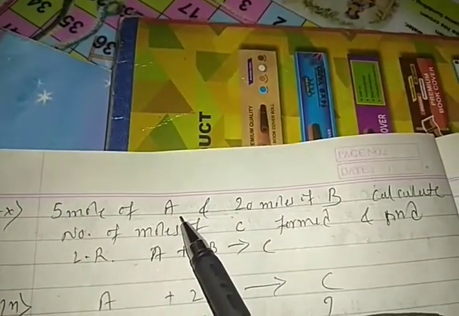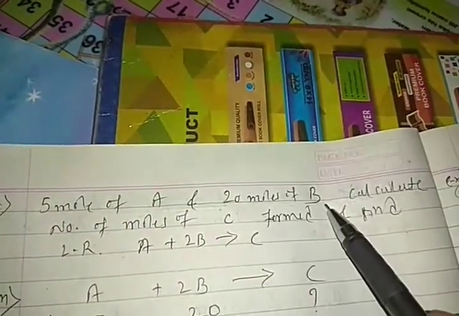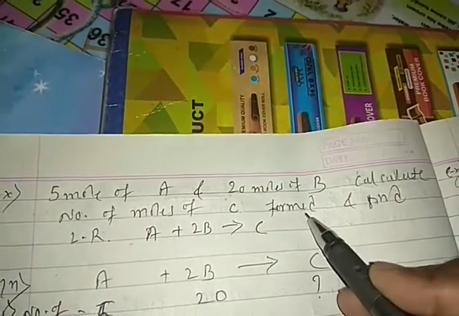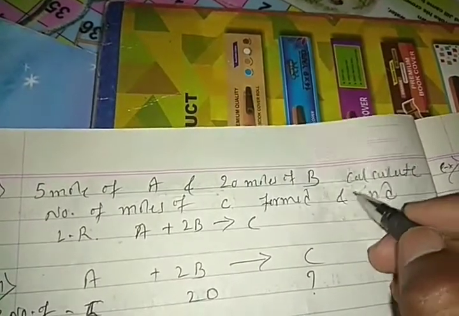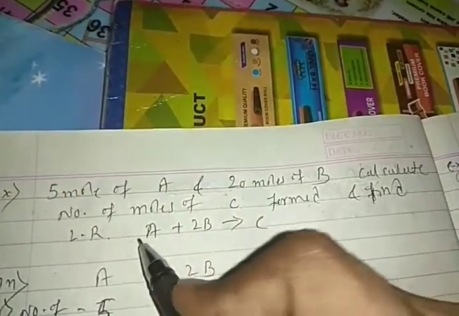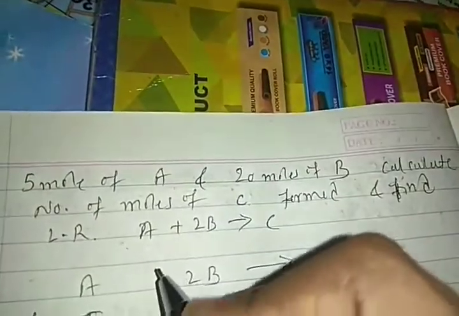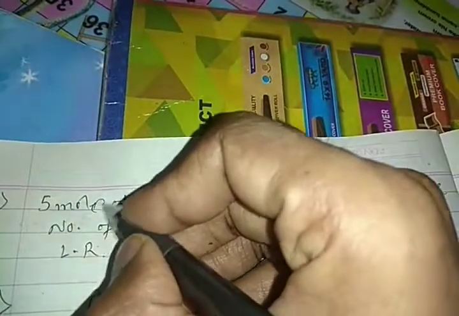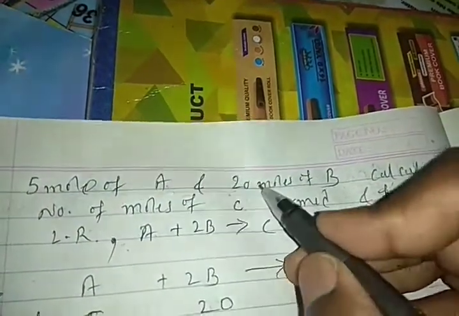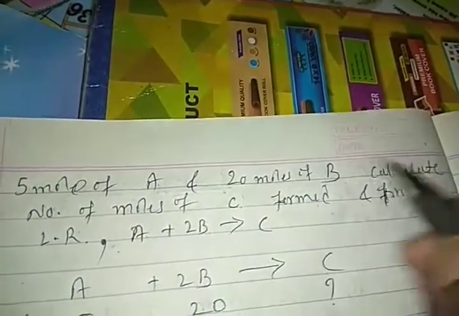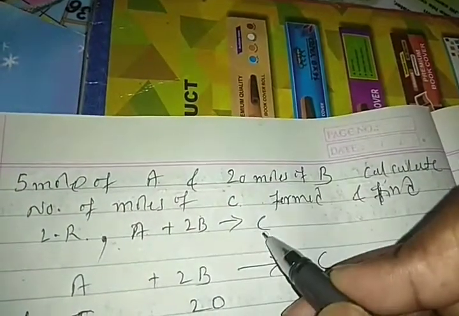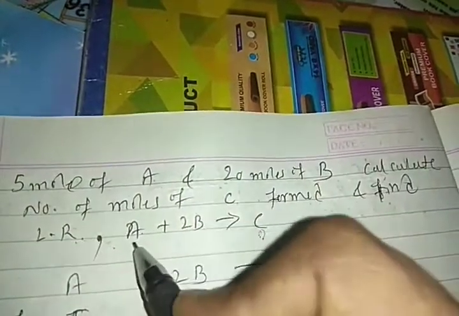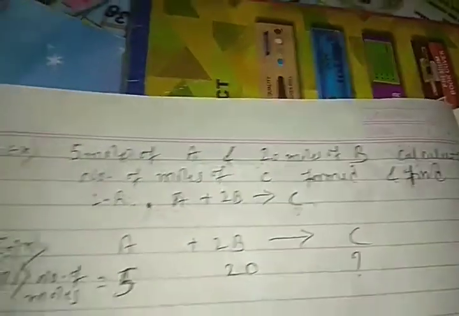5 moles of A and 20 moles of B. Calculate the number of moles of C formed. Find the limiting reagent. The 5 moles of A is given in the reaction, and 20 moles of B is given. We have to calculate the number of moles of C, and also find the limiting reagent for this reaction. Solution.